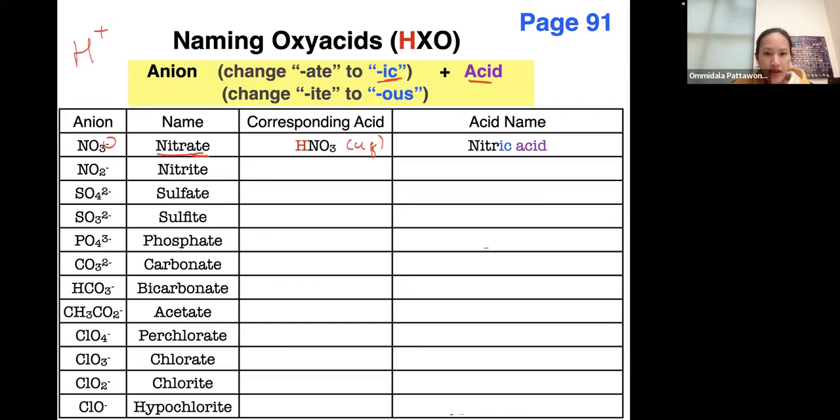Nitrite, the corresponding acid would be HNO2, aqueous again. If the name ends in ite, you're going to change it to ous and then end with acid, so it would be nitrous acid.